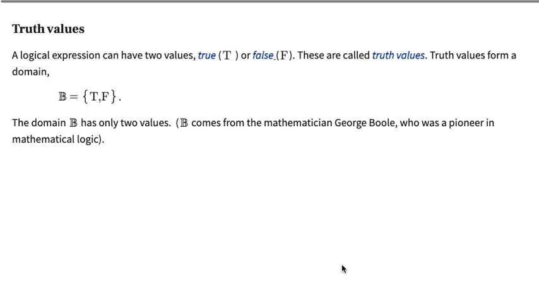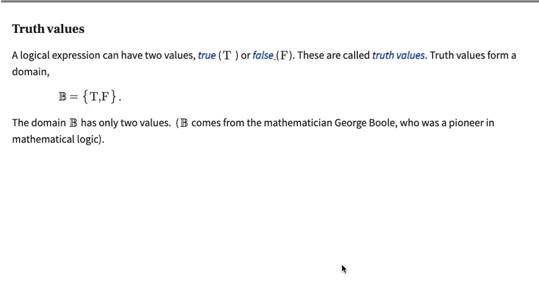So in summary, a logical expression can thus have two values, true and false, which are called truth values. And the truth values form a new domain called B, capital B, or kind of blackboard B, which only has two elements, true and false.